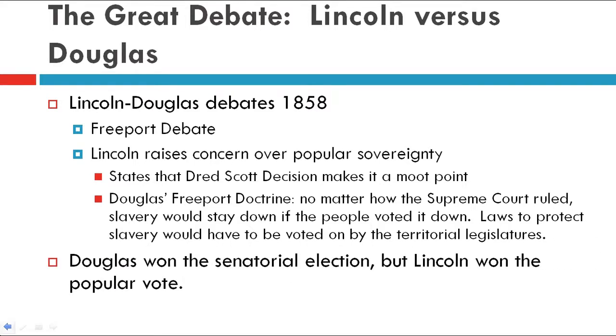Now, the most famous of these debates happened at Freeport, Illinois, and during this, Lincoln asked Douglas, well, what if the people of a territory should vote down slavery? So directly challenging this idea of popular sovereignty and raising the question about the Supreme Court and their decision that slavery can't really be denied on the basis of property. Douglas's response to this became known as the Freeport Doctrine. And in that, he argued that no matter how the Supreme Court ruled, slavery would stay down. If the people voted it down, laws to protect slavery would have to be voted on by the territorial legislatures. And so this is appealing to the people, and Douglas will win the senatorial election, but Lincoln does win the popular vote.